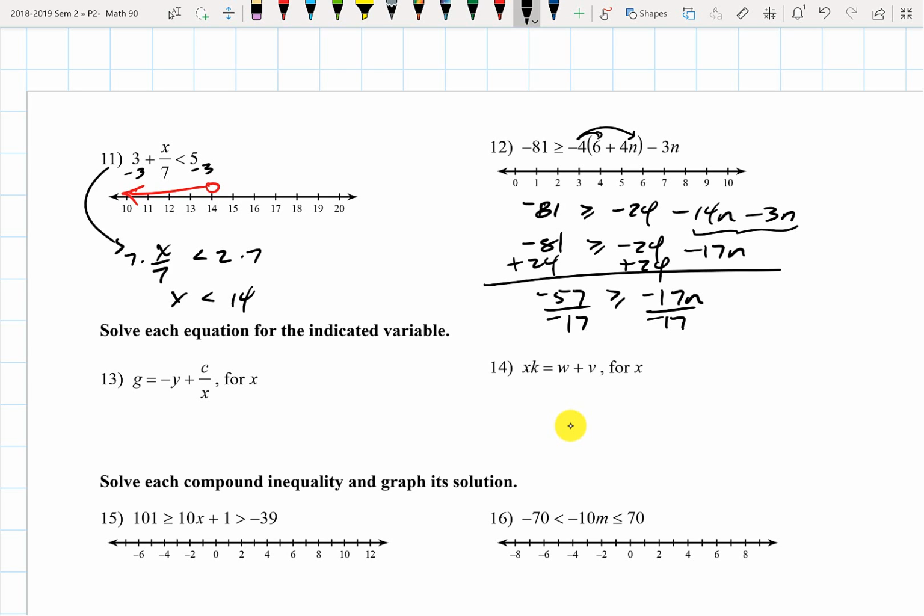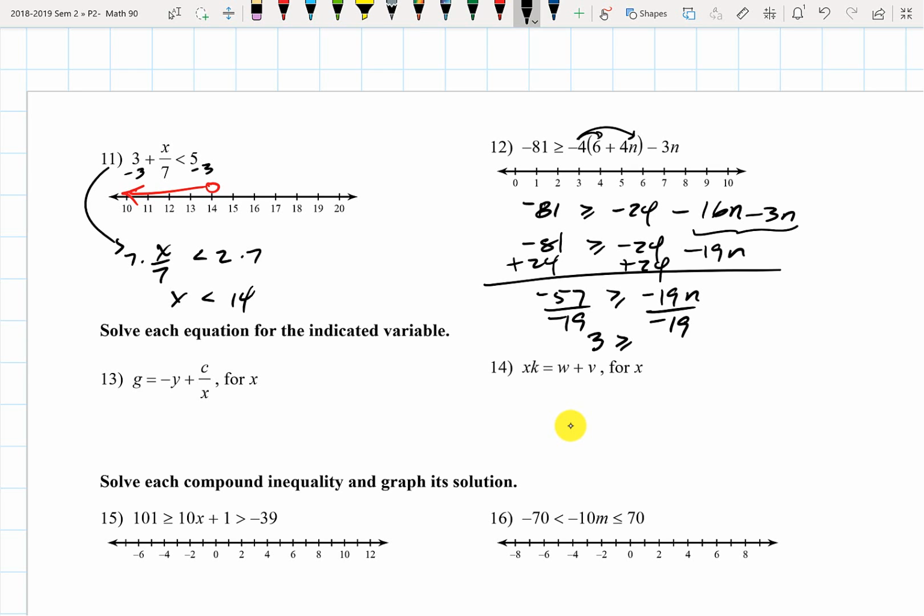No, that's not correct. I made another mistake here probably. Let me just check my math here. Oh, come on, Ainsworth. -4 times 4 is -16. So -16 and -16, -3 is -19. There we go. So let me fix this here. So -19n here. So we want to divide by -19 instead. That's what happened.